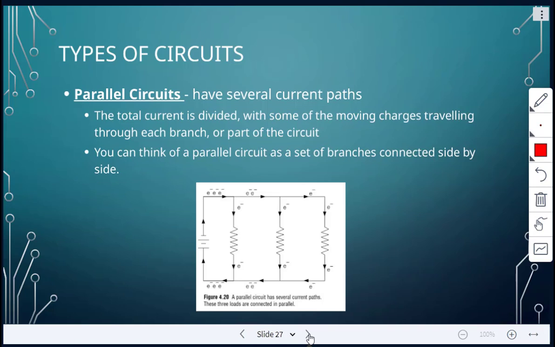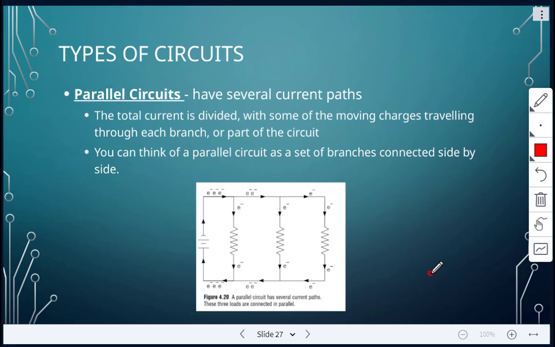The next type is called a parallel circuit. In this type of circuit, there are several current paths. All right, so here's the battery. The current can flow this way. The current can flow down to here and back. It'll flow this way, and so on. It'll flow all the way across, and so on. So there are several different pathways for the current.